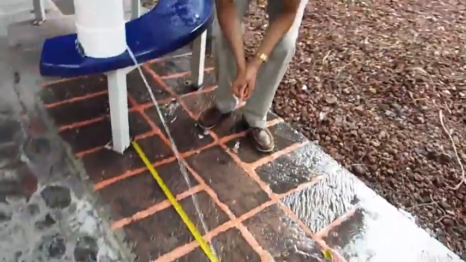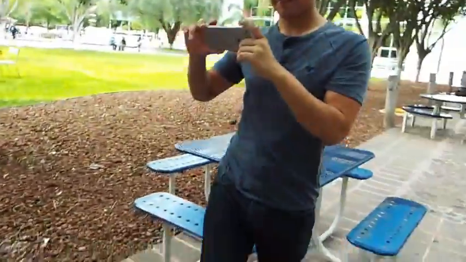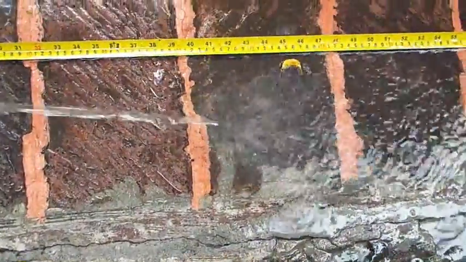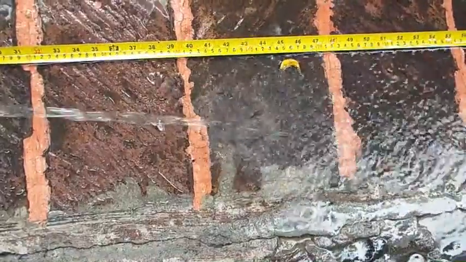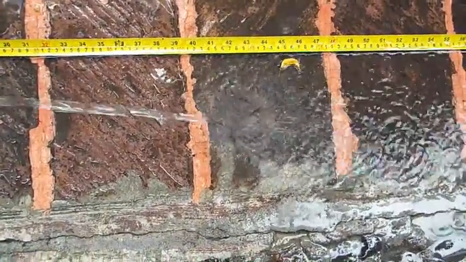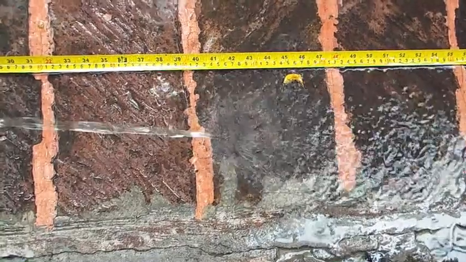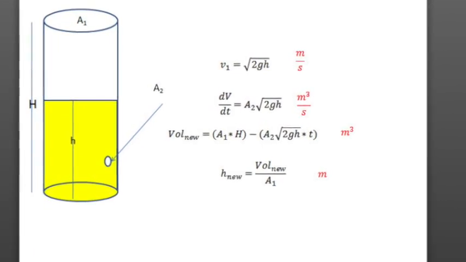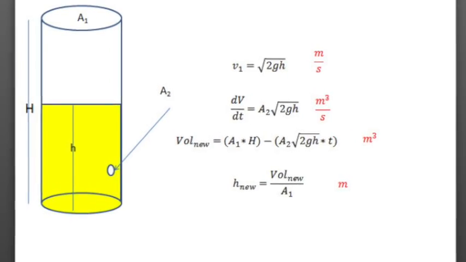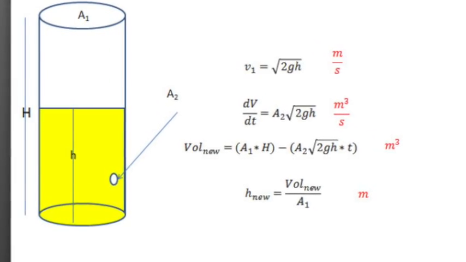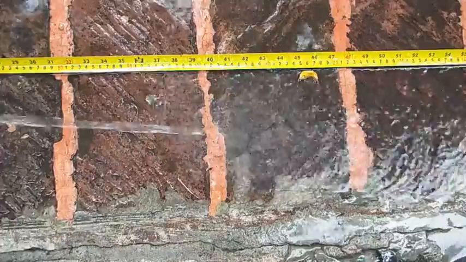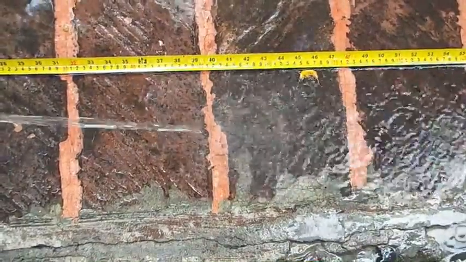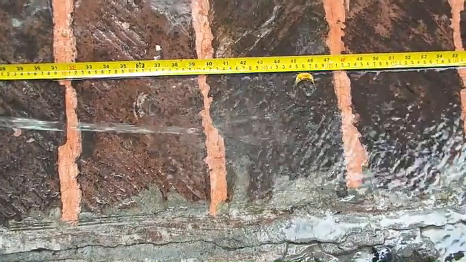Next, we designed a mathematical model taking into account formulas given to us by our teacher. The first formula we used for this project was velocity equals the square root of 2 times gravity times the height of the water. Second, we used a formula that goes as the derivative of volume over the derivative of time equals the area of the hole times velocity.